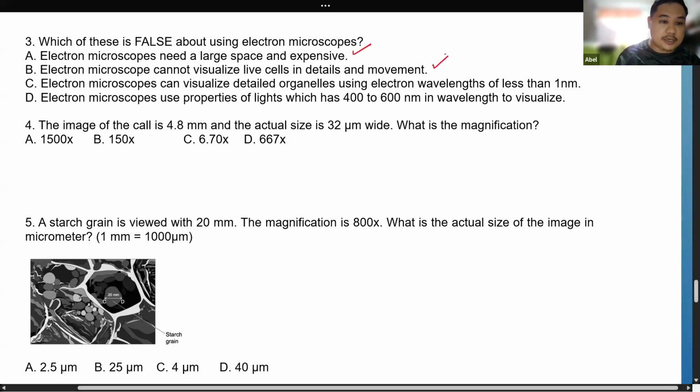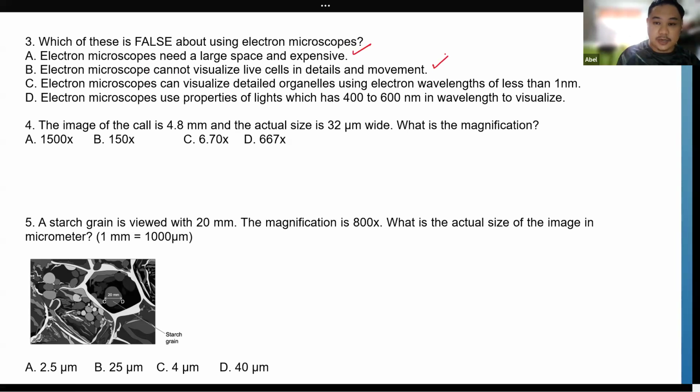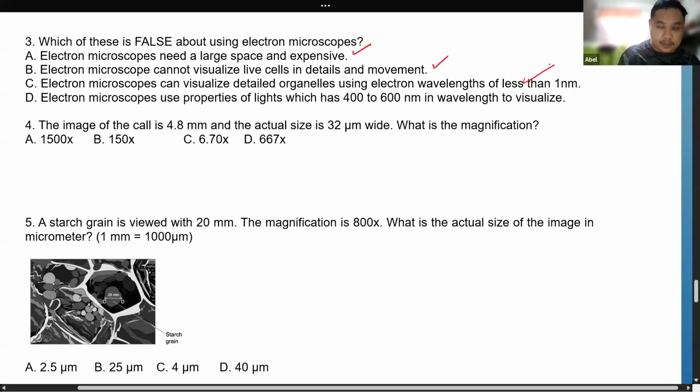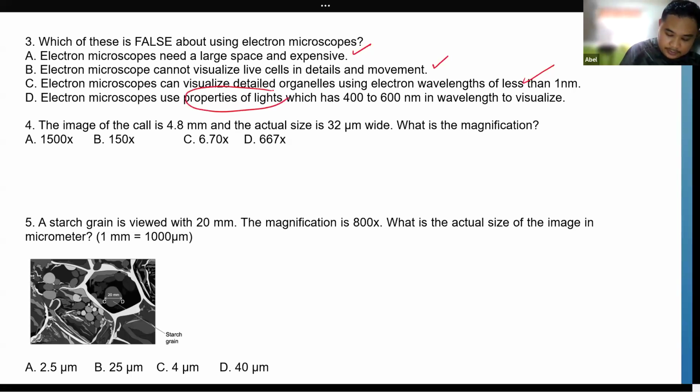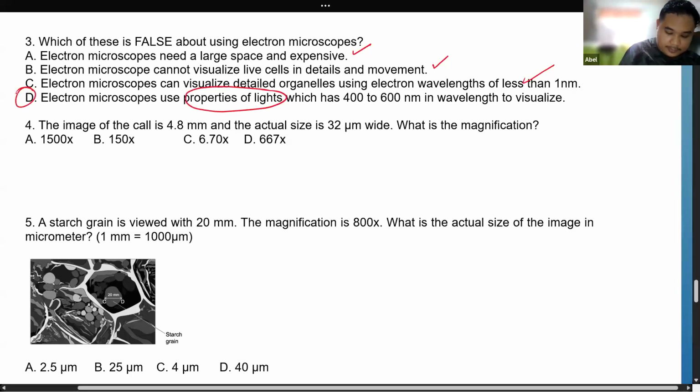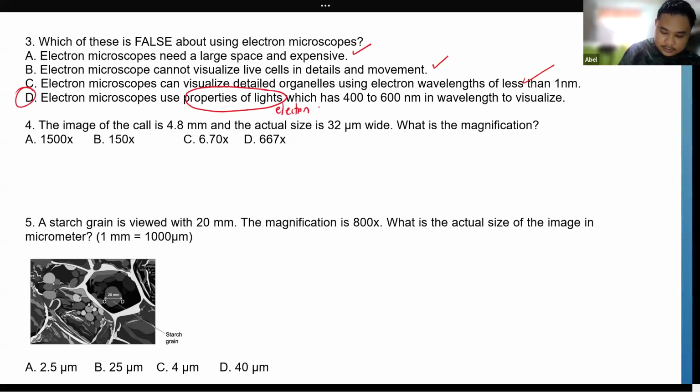How about letter C? Electron microscope can visualize detailed organelles. Yes, this one is correct. Okay. How about letter D? Electron microscope uses property of lights. No, we don't use properties of lights for electron microscope because we simply use electron waves. So we cannot do that.